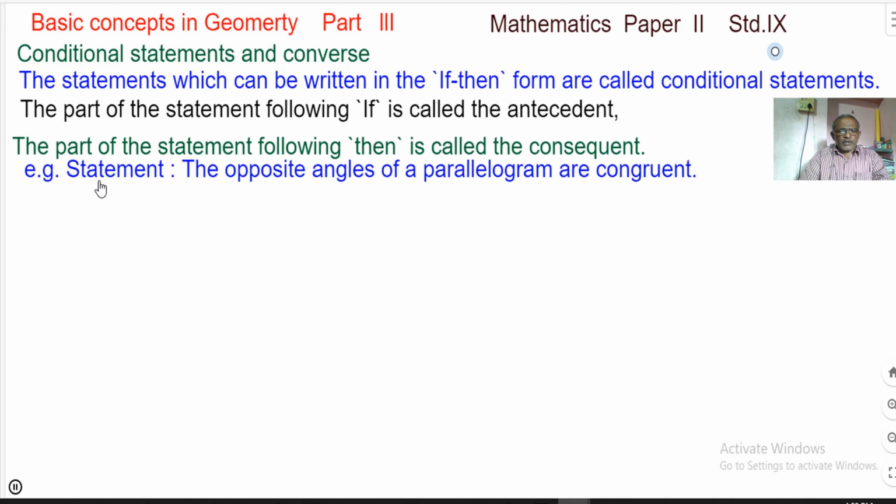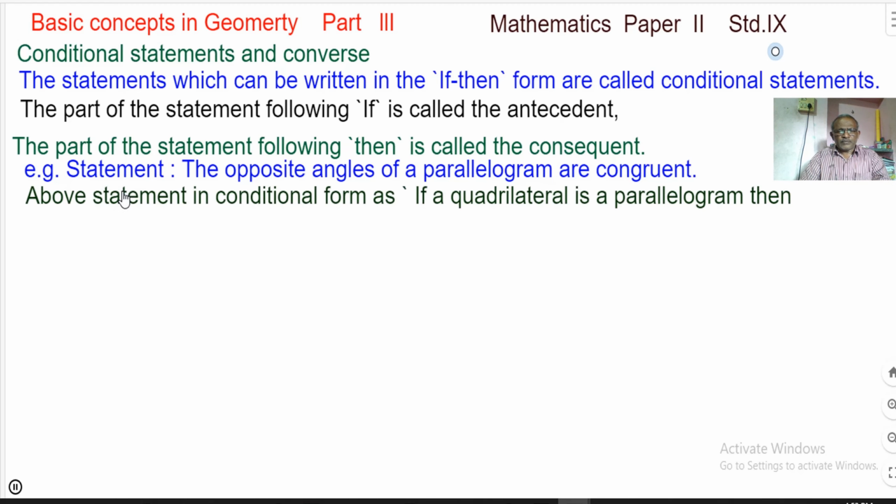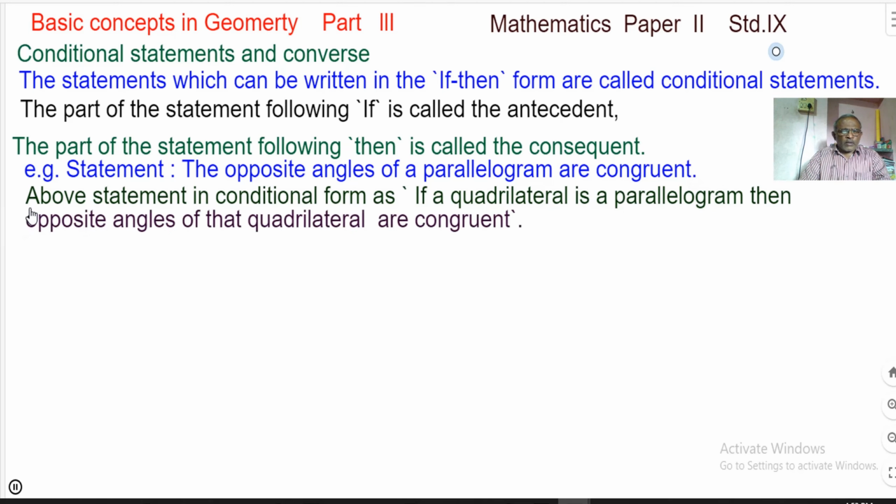For example, statement: the opposite angles of a parallelogram are congruent. Above statement in conditional form is: if a quadrilateral is a parallelogram, then opposite angles of that quadrilateral are congruent.